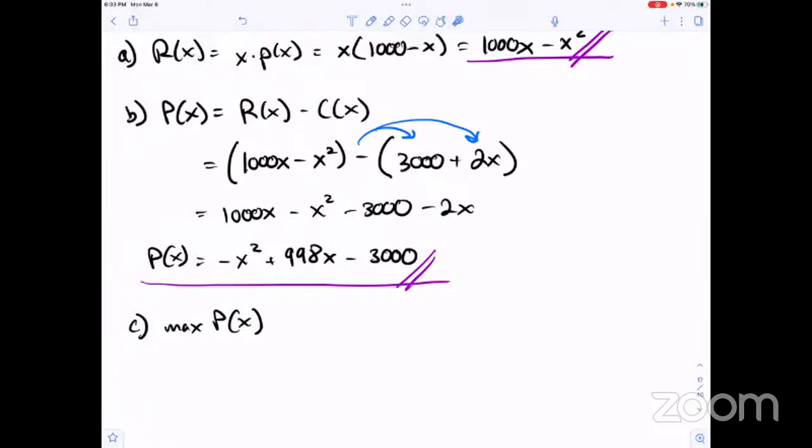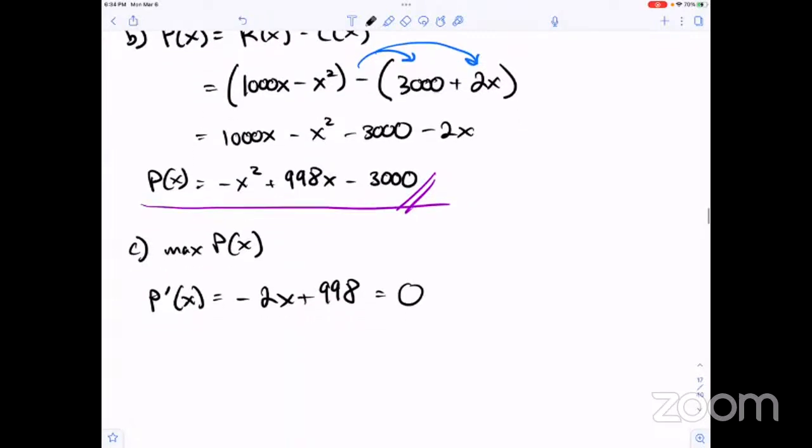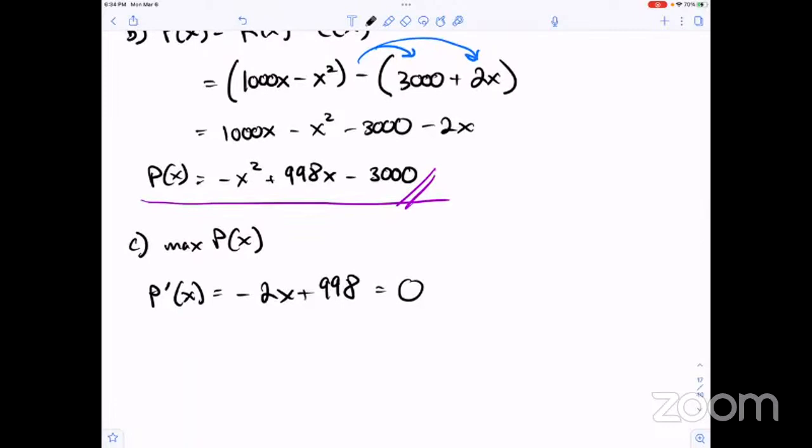So in other words, let's go ahead and find P prime of X. That's going to give us negative 2X plus 998. We want to set this equal to 0. Remember, this is a polynomial, so it's never going to be undefined. So we just want to find what values of X make this 0. We subtract the 998 and divide by 2. X equals 499, right? So 499 units.